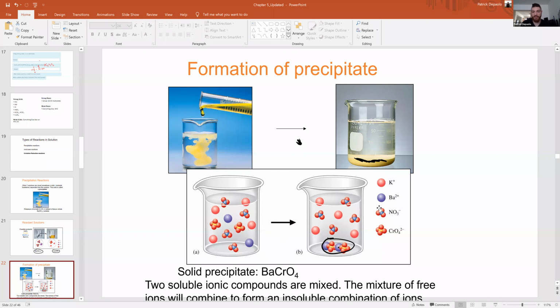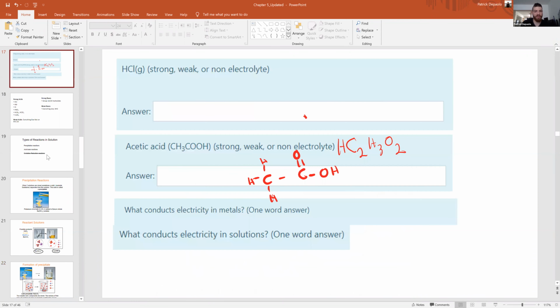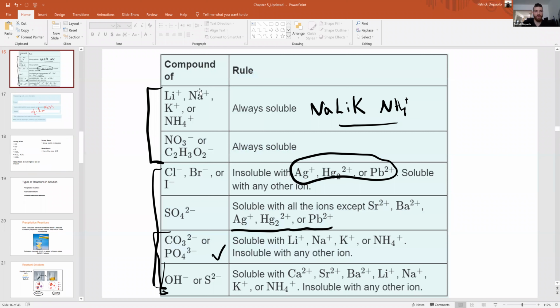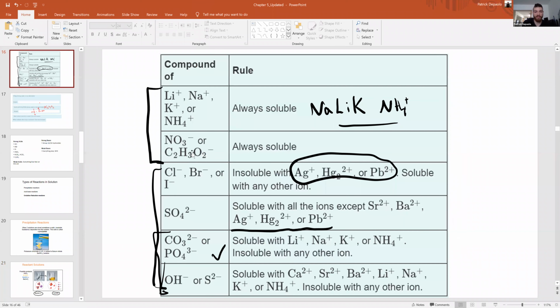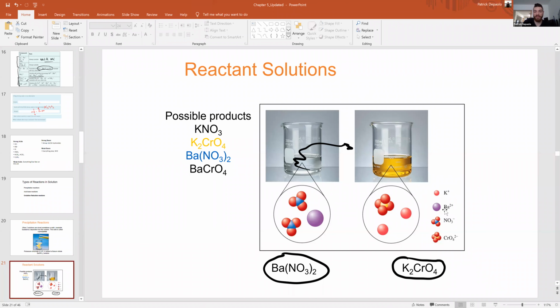So in this case, you have potassium, barium, chromate, and nitrate. If you look at the list, we know that every potassium is soluble. So anything with potassium, that's exit out. There's no way that potassium could be in our precipitate solid. Same thing with nitrate. Nitrate is always soluble. If you look at here, always soluble. Cross it out. The only thing left, barium and chromate.